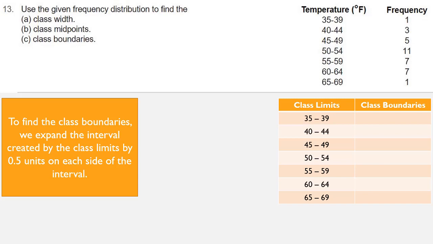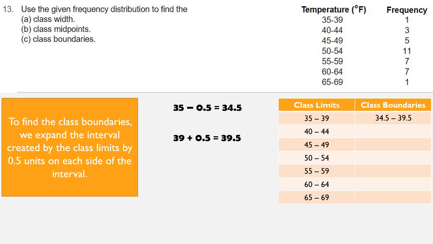The first class is 35 to 39. We'll take our first lower class limit of 35 and subtract 0.5, which gives us 34.5. Then we'll take the upper class limit and we'll add 0.5, which gives us 39.5. So the very first set of class boundaries is 34.5 to 39.5.